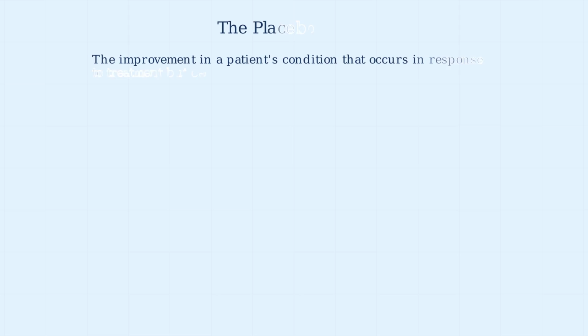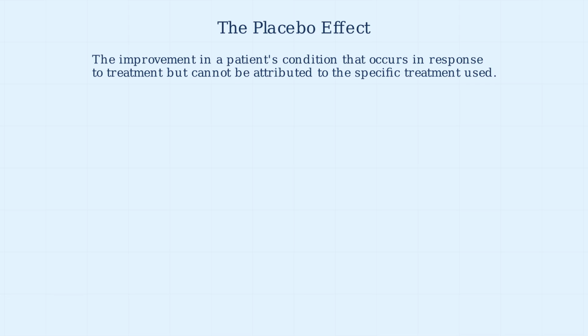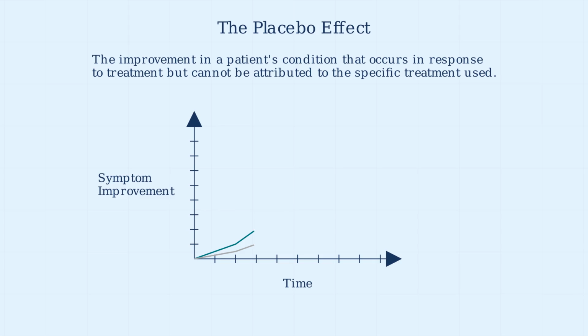The placebo effect is a fascinating phenomenon where patients can experience improvements simply because they believe they're receiving treatment. This graph shows how both active drugs and placebos can lead to improvement over time. The difference between the two lines represents the placebo effect, improvements that happen just by believing in the treatment. This is why it's crucial to account for the placebo effect when testing new drugs. Without a control group, we might attribute all improvement to the drug itself.